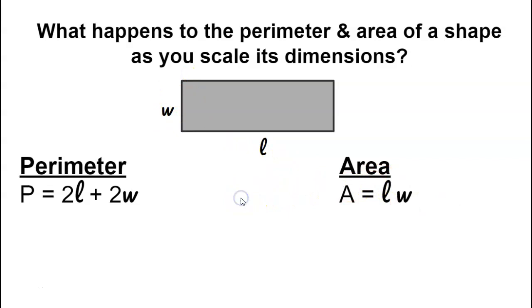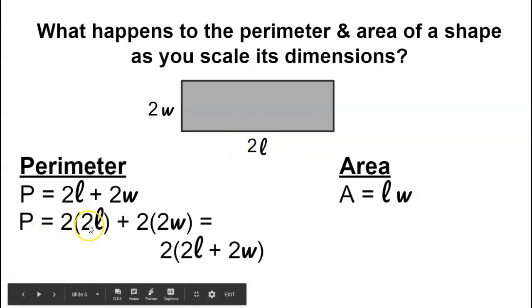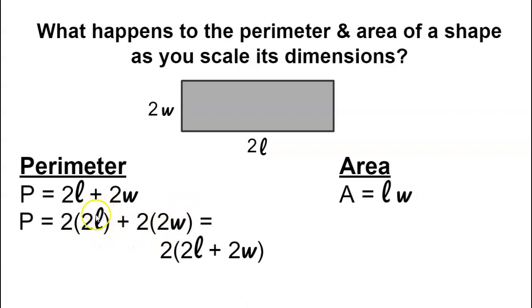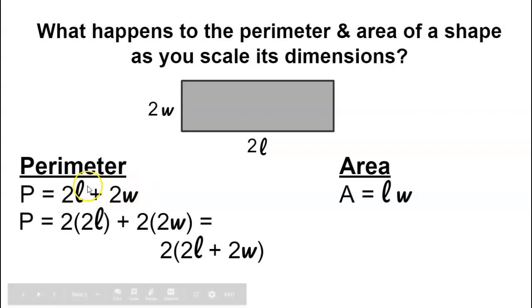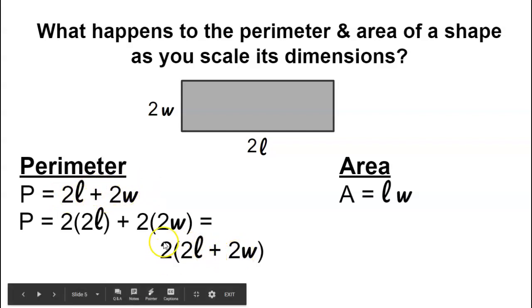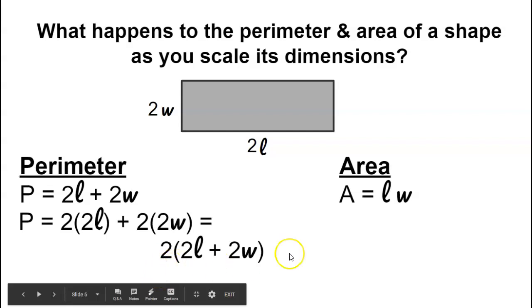So what happens to the rectangle if I double its width and its length? If I take the width and multiply it by 2 and the length and multiply by 2, so I'm scaling the shape up by 2. Well, I would still have to do 2 times the length plus 2 times the width. It's just that I have a length of 2L now and a width of 2W. So then if I factor out that 2, I have 2 times 2L plus 2W. So it looks like the original perimeter, 2L plus 2W, has now been doubled. So if I double the dimensions, then I double the perimeter.